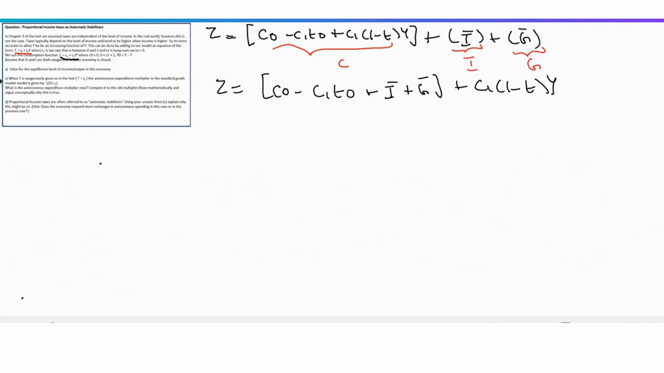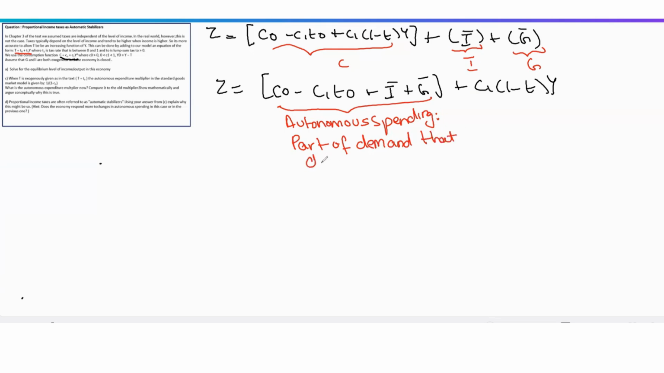So this represents autonomous spending, the part of demand that does not depend on y. In other words, demand when y is 0.